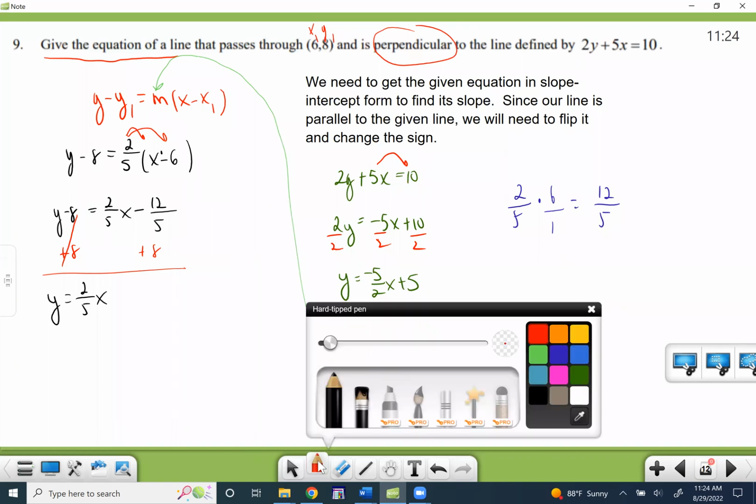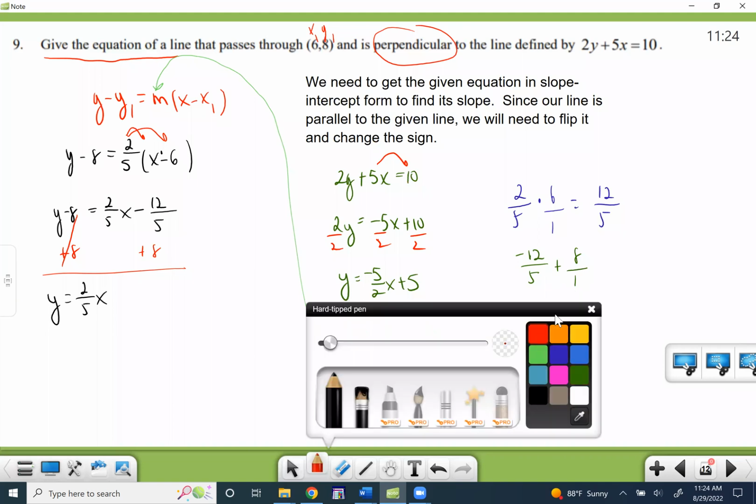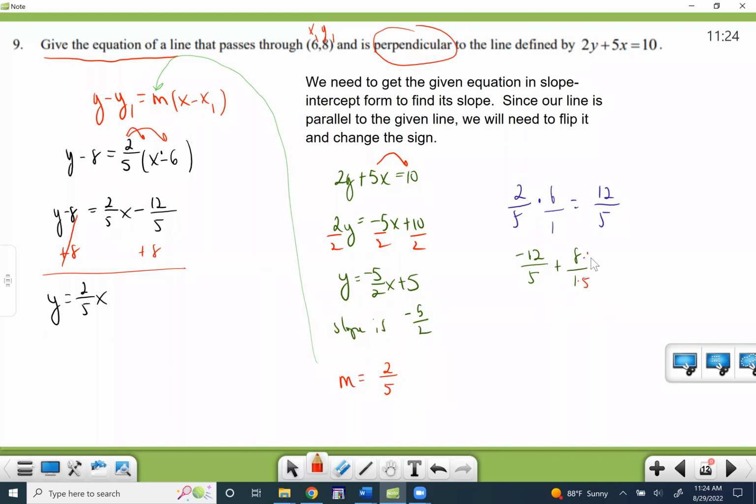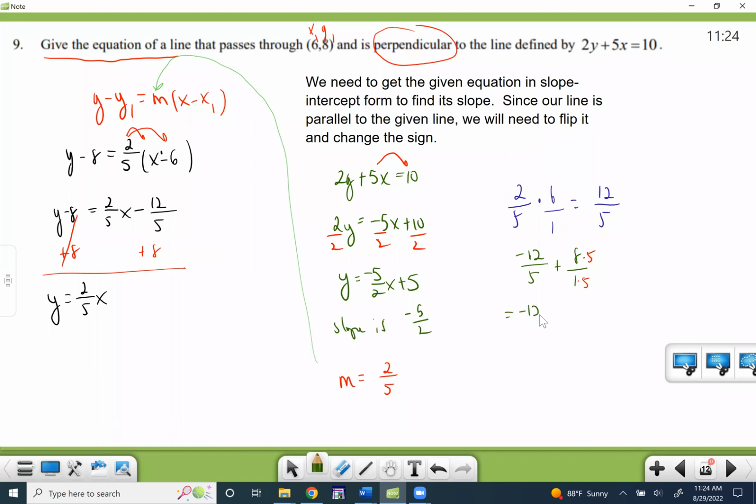All right, negative 12/5 plus 8. I never have a calculator with me, guys. So I'm just going to go ahead and do it by hand. So times by 5 times 5. We're getting common denominators. So it's going to be negative 12/5 plus 40/5. I think that's 28/5. You guys will have your calculators, hopefully. All right, so that's going to be the equation for our line.